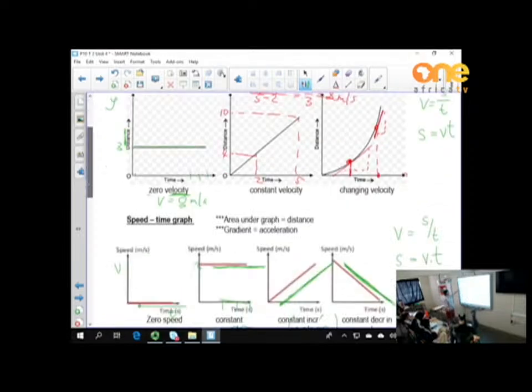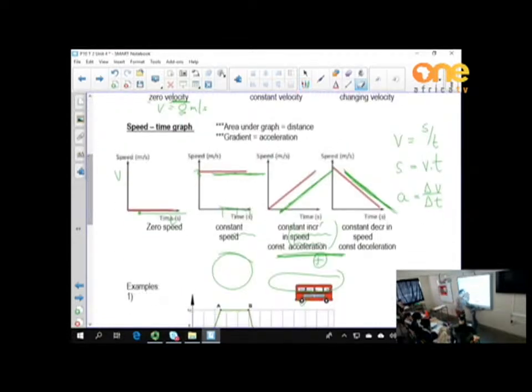I want to look at the speed time graphs. It's always a different cup of tea. All right, now, with a speed time graph, we can also work with a gradient. But in this case, the gradient is going to give me acceleration. How do we get acceleration? Change in speed or velocity over change in time. So, over here, is there a change in speed? No. So is there any acceleration? No. Over here, is there any change in speed?